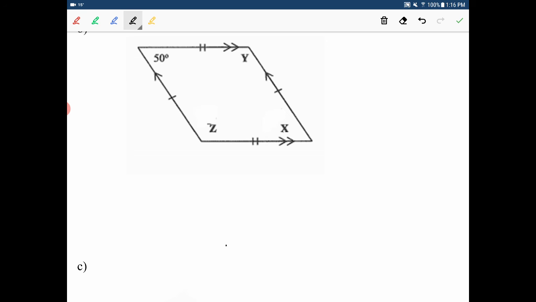We know it's a parallelogram because we've got two sets of parallel sides. It's not a rhombus because these two are equal, however those two are not equal to these two. They are a different side length, so that means it is a parallelogram. Parallelograms are fairly straightforward, though, when we're looking for angles.